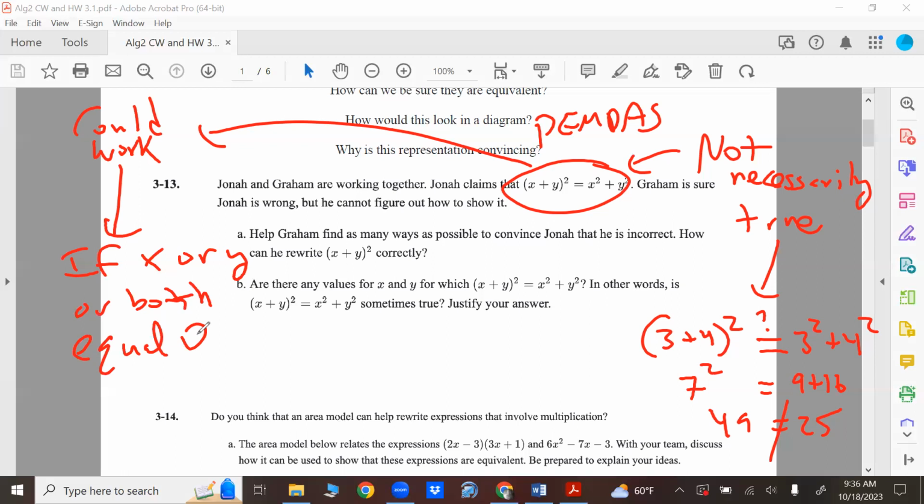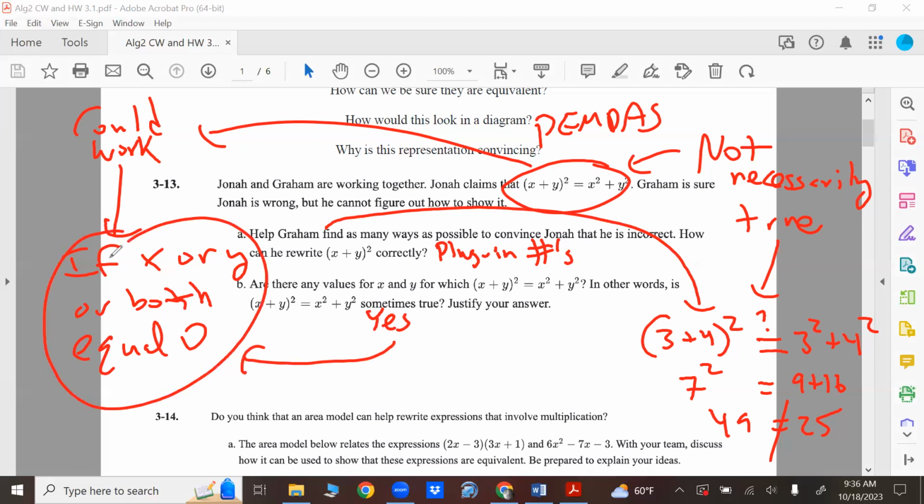So help Graham find as many ways as possible to convince Jonah that he is incorrect. So yeah, that's one way, right? I kind of did part A without realizing it. So one way is just to plug in numbers. That's one way you can prove it. Now, are there any values of x for which this would work? The answer is yes. And I just did that for you guys over here, for part B. But you still need 0 for one of them. Yeah, because if you do 1 and 1, you get 4 on the left side, but 2 on the right side. So you need 0, at least 1.